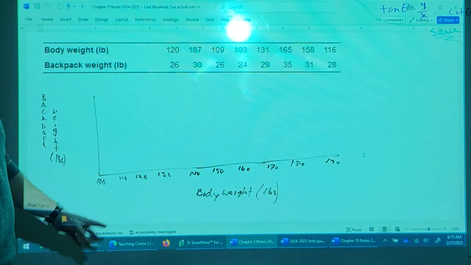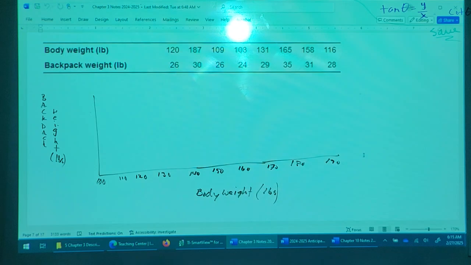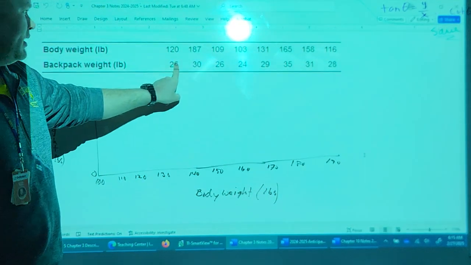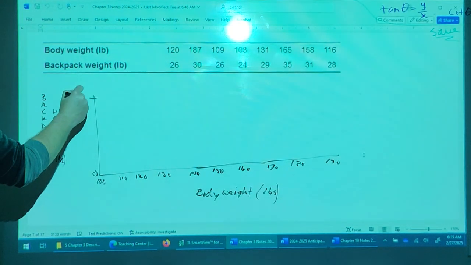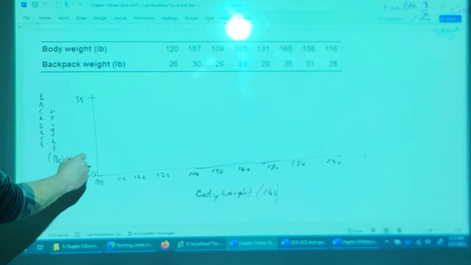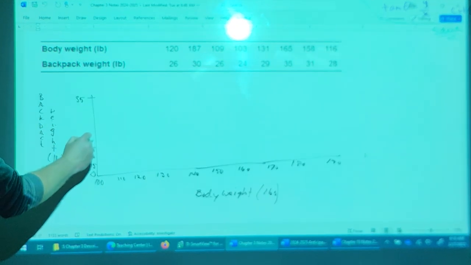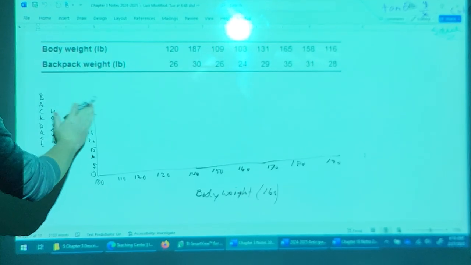For the y-axis, remember back to chapter 1, you don't want to start your y-axis at anything other than 0, otherwise it can throw off the scale of things. So we want to start the y-axis at 0. It looks like the highest y value is 35, so we could go up to 35, and we might want to count by 5s: 5, 10, 15, 20, 25, 30, 35. Call that the top.